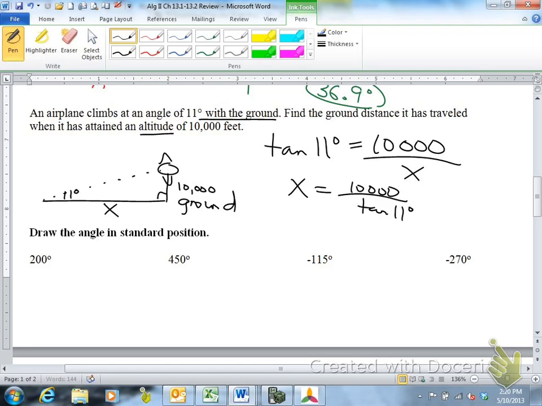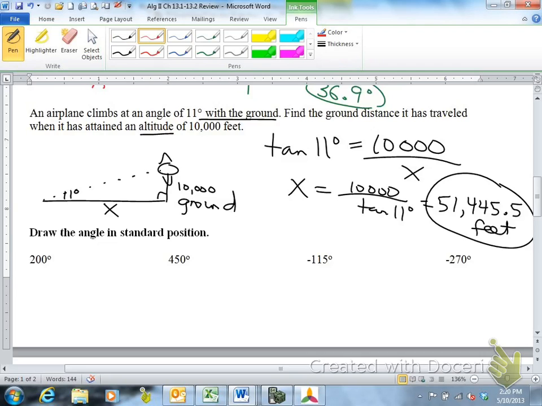Tangent 11. And if I remember correctly, the answer is 51,445.5 feet is the units. But you can get that on your calculator. I think that's the right answer. That's all from section 1.